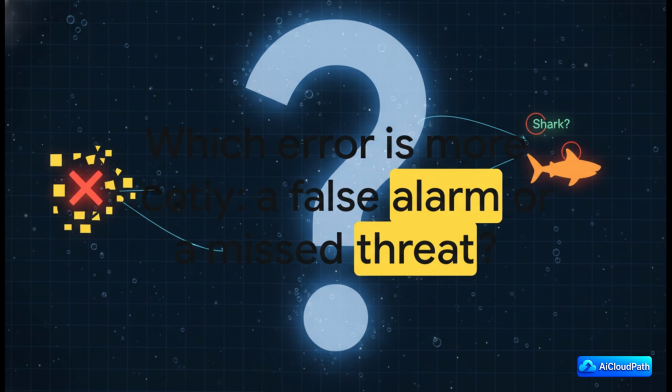So, as we wrap up, I want to leave you with this one critical question to ask yourself on your next project. Which type of error would be more costly, a false alarm or a missed threat? Your answer to that question will tell you exactly which metric you need to focus on.